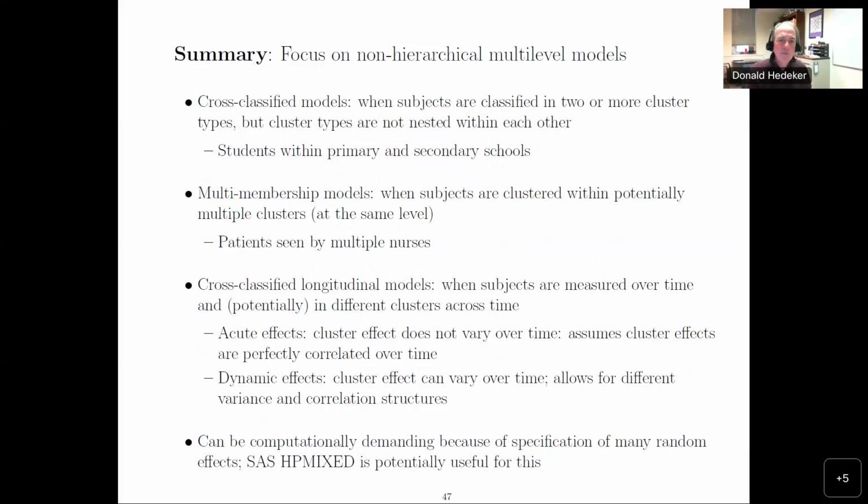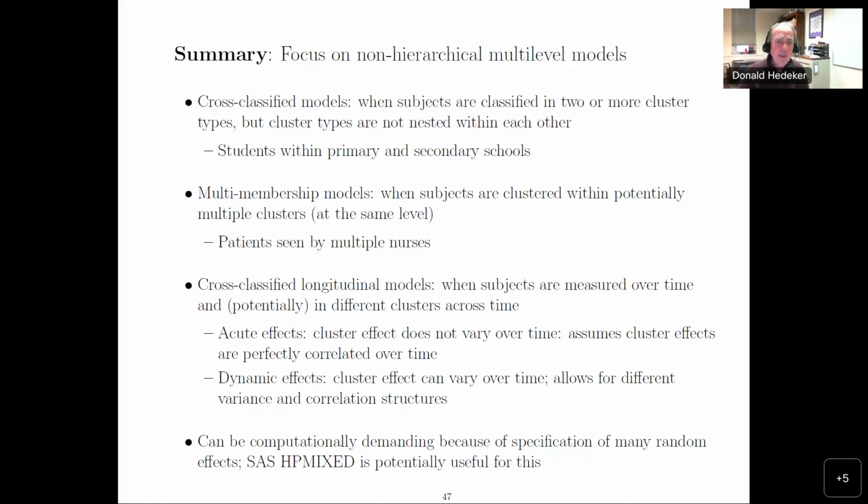Okay, so here, just to summarize, I went through cross-classified, multi-membership, and then these two kinds of cross-classified longitudinal models, the acute effects and the dynamic effects. And again, what I've illustrated is how to use SAS to do these models. Again, in the appendix, I have some additional software, Stata and also SPSS, showing how to do them. And SAS also has an interesting procedure called PROC HPMIXED that is a little more computationally efficient, doesn't take as much time sometimes as PROC MIXED, which is potentially useful.